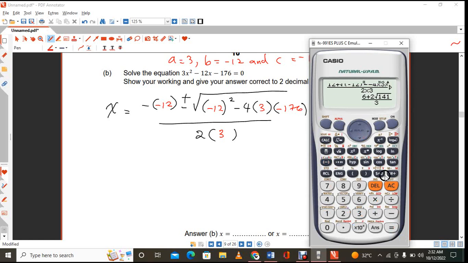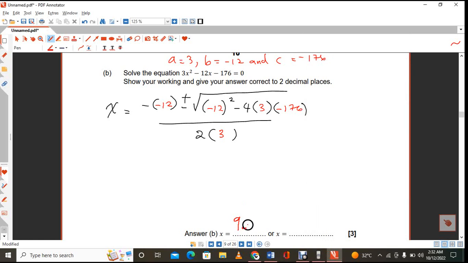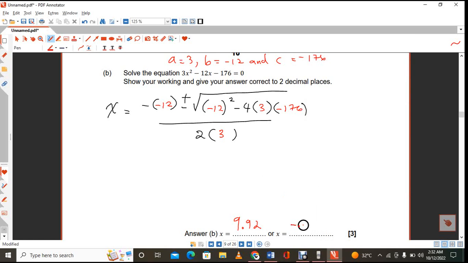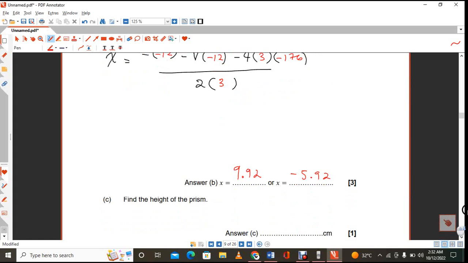Okay, so one solution will be 9.92. And obviously I have to go back all the way here and make that a negative sign, because there are 2 solutions. Whenever you take the square root of something, put a minus there. My second answer, therefore, will be negative 5.92. So you are solving the equation, so that is what you do for 3 marks there.